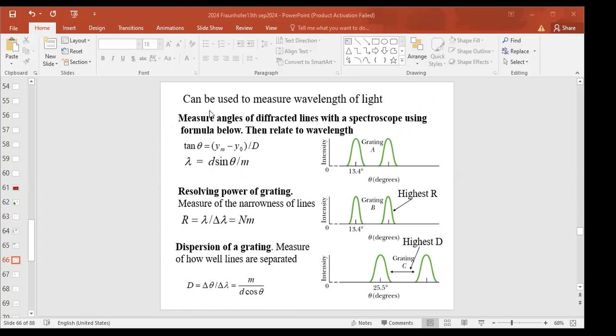Gratings can be used to measure the wavelength of light. Maybe we have a practical like this to find the wavelength. So that is the basic equation we can use, and then we can find the lambda value. You can see in the questions how we are asking. And the resolving power is defined like this, lambda over delta lambda. You have to remember that equation. And then dispersion, sometimes we ask, but these are the basic things with the grating: the grating equation, the resolving power of the grating, and the dispersion of the grating.